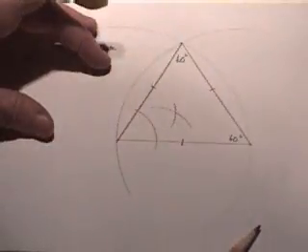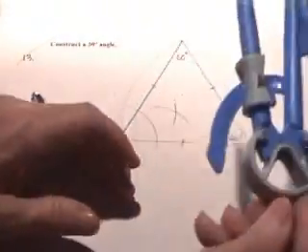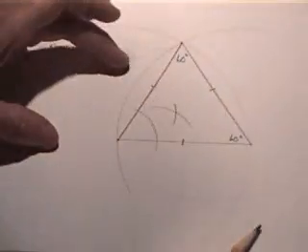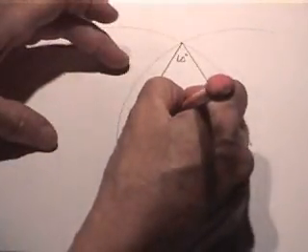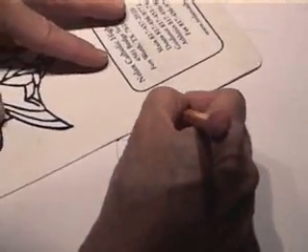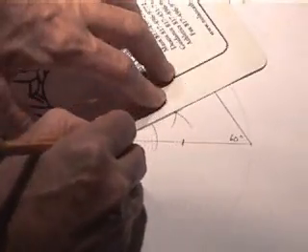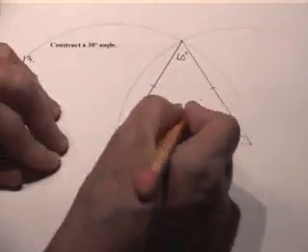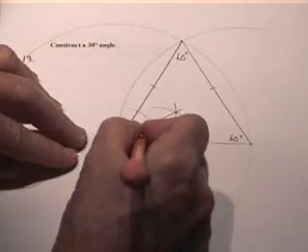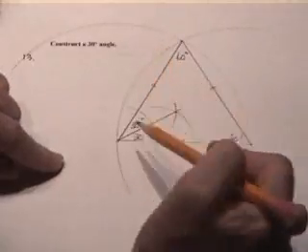There you go, because all I did here was an arc from this side, and with that same setting, I came and did it from this side. So all you're doing is finding this point. And then when we connect this point to the vertex, we have bisected this angle. Since it was a 60-degree angle, what we have now is a 30-degree and a 30-degree. And you should mark that.